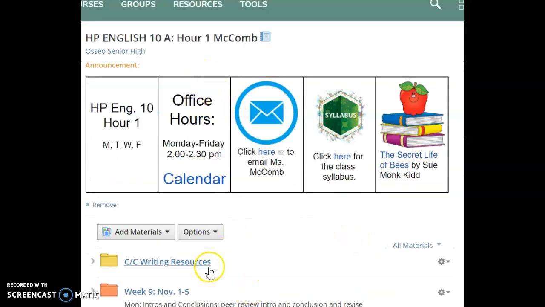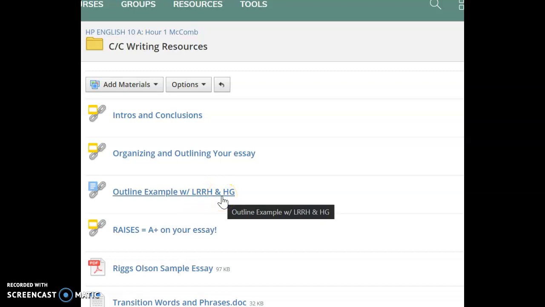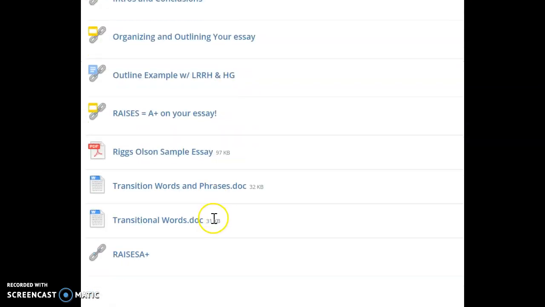Furthermore, I do have in each hour, so whether you're first hour or fifth hour, a yellow compare contrast writing resources folder. And within that, I have the presentations for intro and conclusions, organizing and outlining your essay, the example from Little Red Riding Hood and Hansel and Gretel, RAISES A+, how to do that, a sample essay, transition words and phrases if you're looking for that, and a video on how to do RAISES A+.